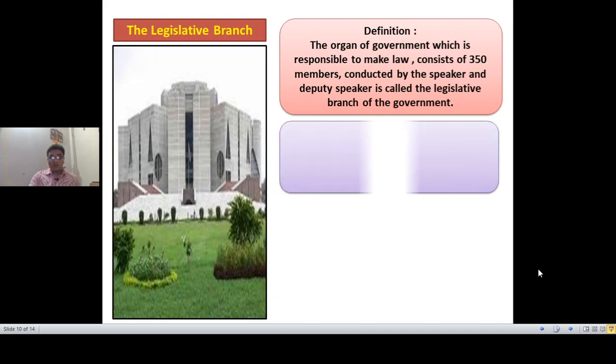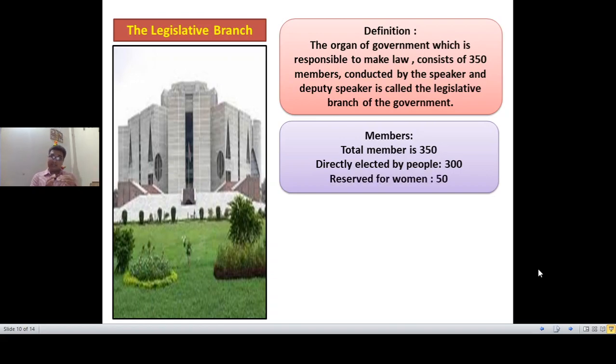Dear students, now I'm going to talk about the members of the legislative branch. There are 350 members in our legislative branch. Among the 350 members, 300 members are directly elected by the common people in general election, and 50 members are elected indirectly by the 300 directly elected parliament members. Okay, so that's all about the members of the legislative branch.